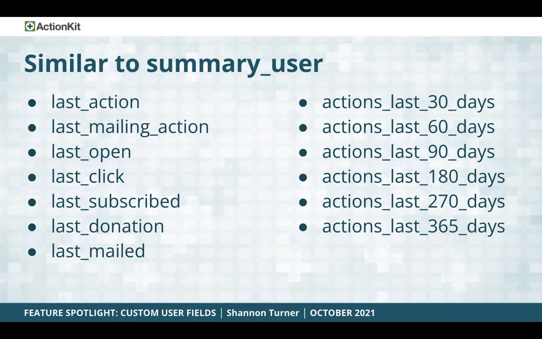Now, you might be thinking, hey, custom user fields would be a really great way to store things like how many actions has a user taken in the last year. And as it happens, we have another database table that you might be interested in called Summary User. This has a set of very commonly used stats about your users. This is already set up for you and you don't have to do anything in order to begin using it. So don't make custom user fields for these things that you see on this slide here. We've already made them for you.